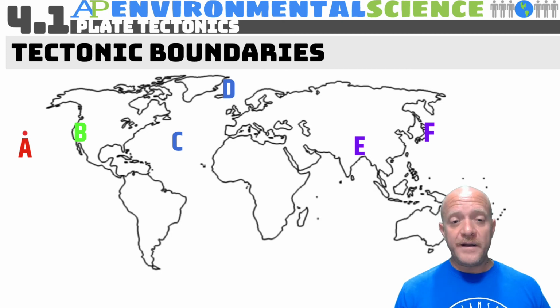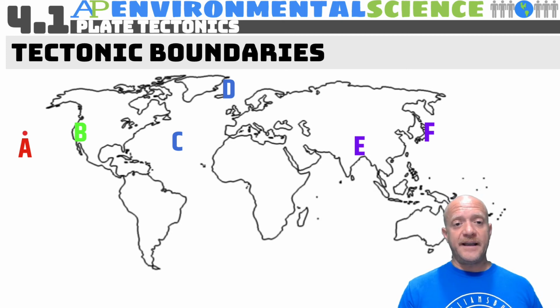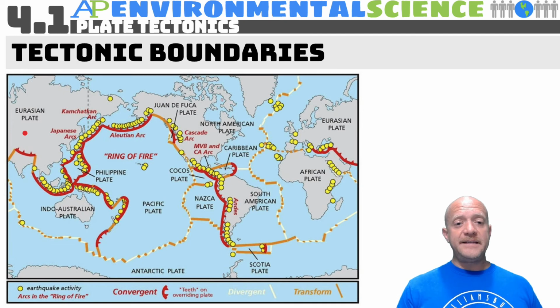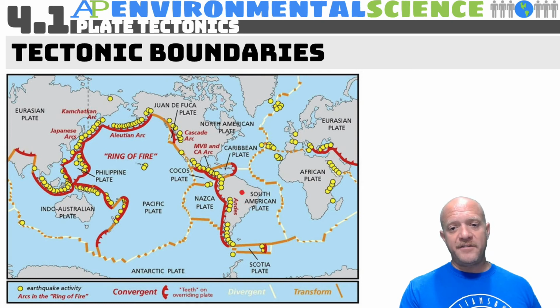Okay, so what is hotspot volcanism? I'll show you in a second. This is a map of the world. You can see North America, South America, Africa, Europe, Australia, Asia, China, Japan. Anyway, this area right here that's all red is called the Ring of Fire, and this is because it is a place where we see high levels of earthquake and volcanic activity.